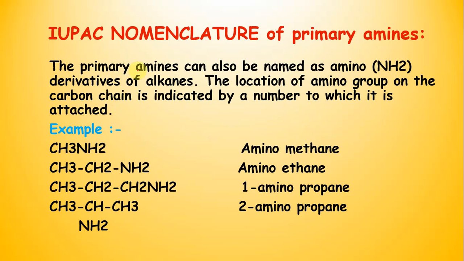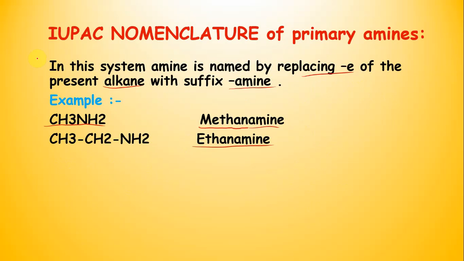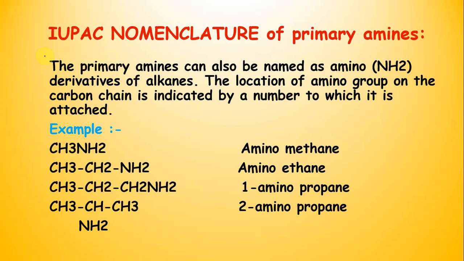Then the IUPAC nomenclature of the primary amines. The primary amines can also be named in another way. This is the first way and this is the second way of nomenclature of primary amine: they can be named as amino derivatives of alkane. Amino means the NH2 group. The location of the amino group on the carbon chain is indicated by the number of the carbon to which it is attached. Now this can be named amino methane, and this second one will be called amino ethane.